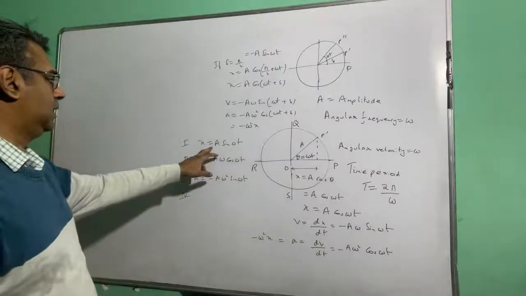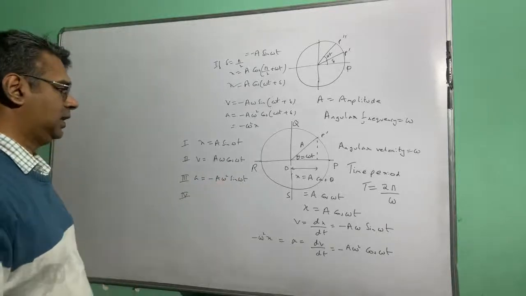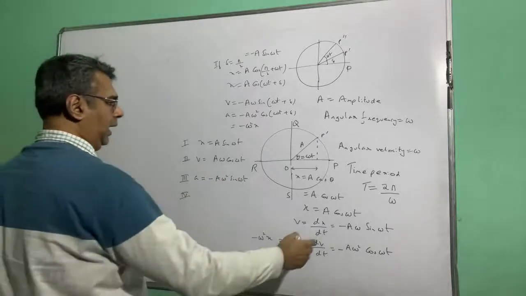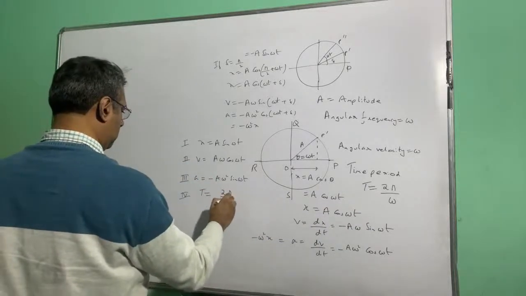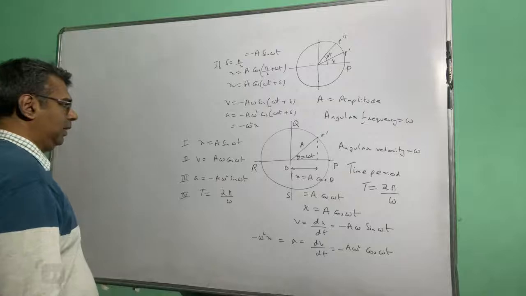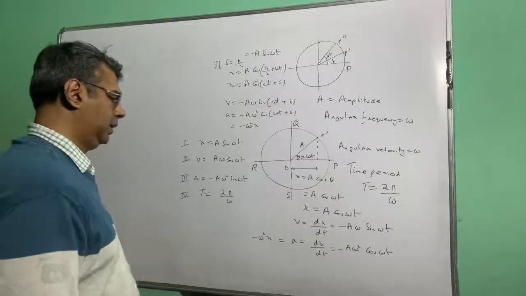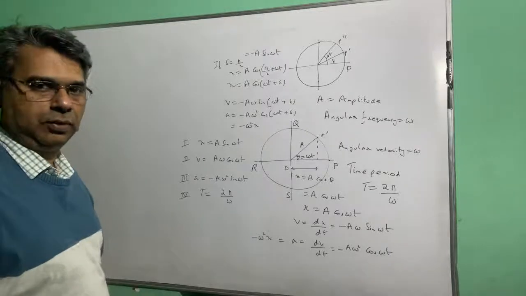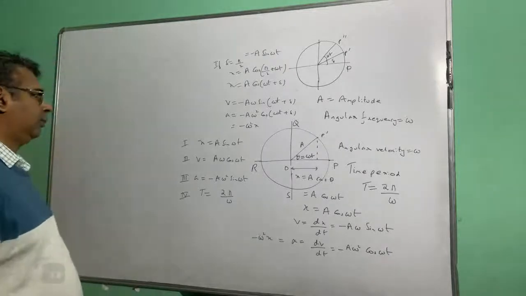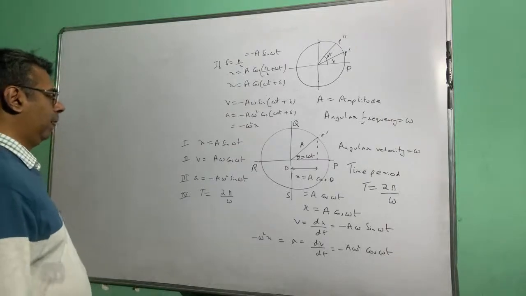So x is a sin omega t, v is a omega cos omega t, acceleration is minus a omega square sin omega t, okay, and time period is 2 pi by omega. This is also a formula, time period is 2 pi by omega, right? So I am calling the time period formula number 4, correct?